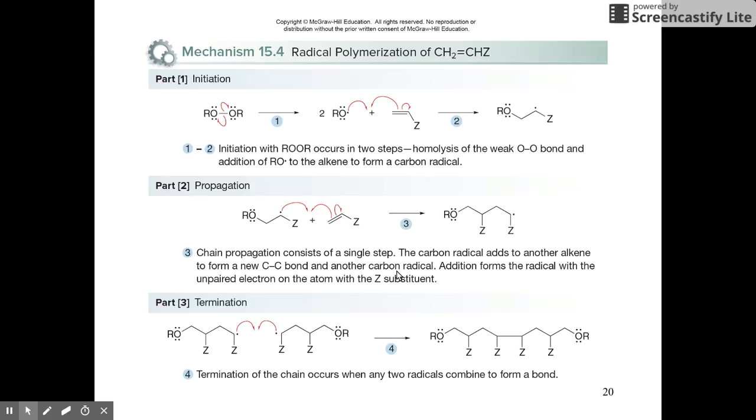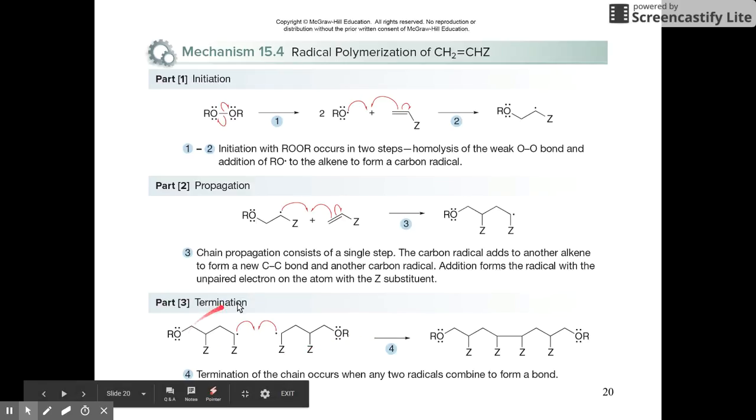In terms of how this takes place, you can see a lot of similarities here. We break a peroxide bond. This then creates the initial monomer radical, and that is the initiation. Propagation is the continual addition. And again, you can have termination if multiple chains come together. Okay, but this can continue.